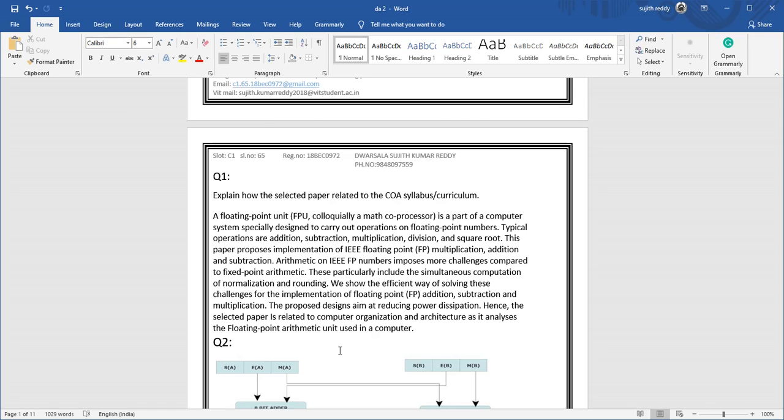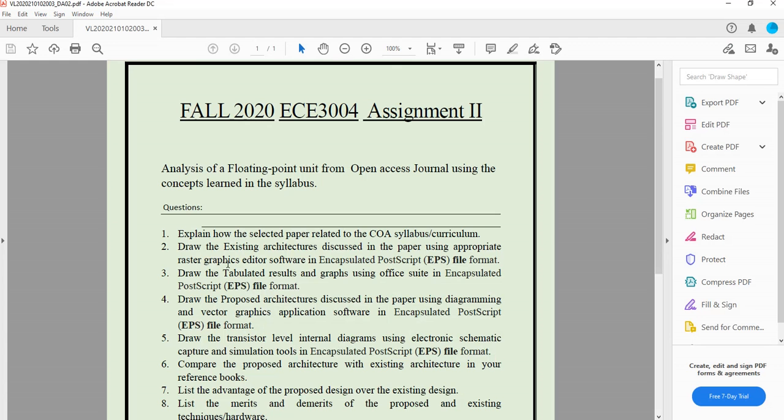The proposed design aims to reduce power dissipation, hence the selected paper is related to computer organization and architecture as it analyzes the floating point arithmetic unit used in a computer. So let's go to the second question. Second question: draw the existing architecture discussed in the paper using appropriate vector graphics editor software.